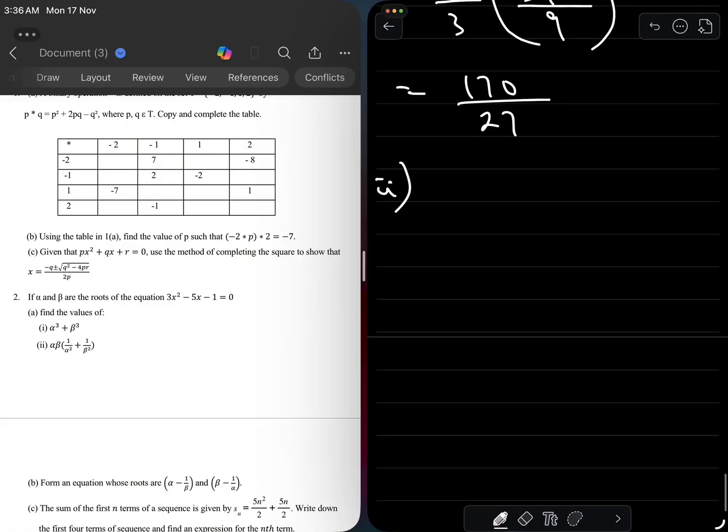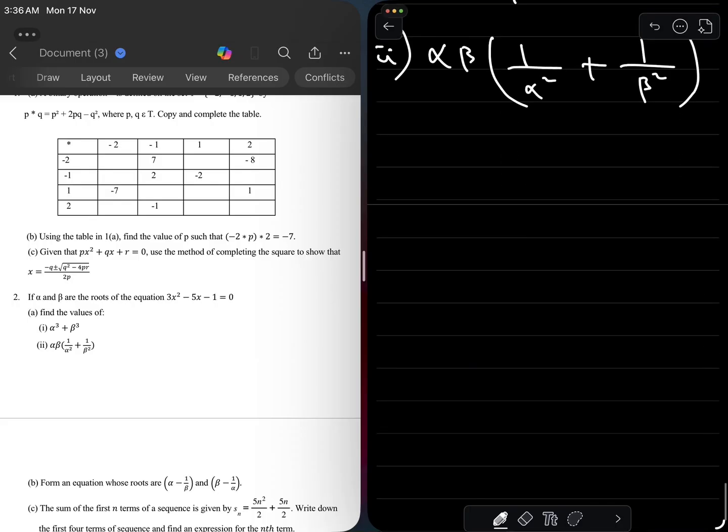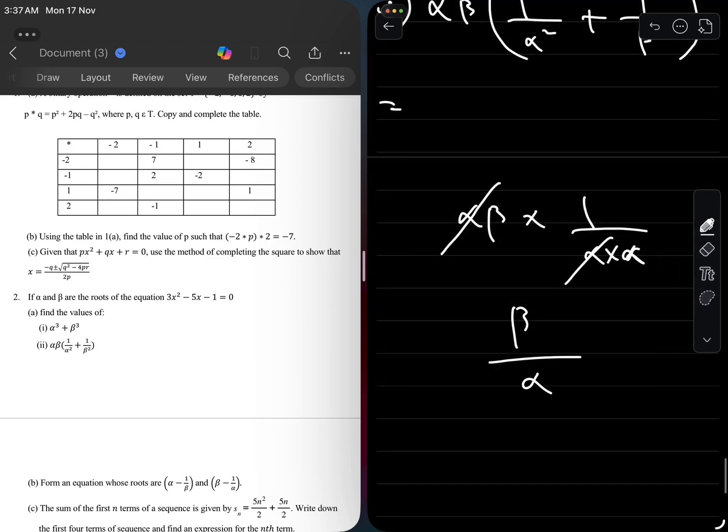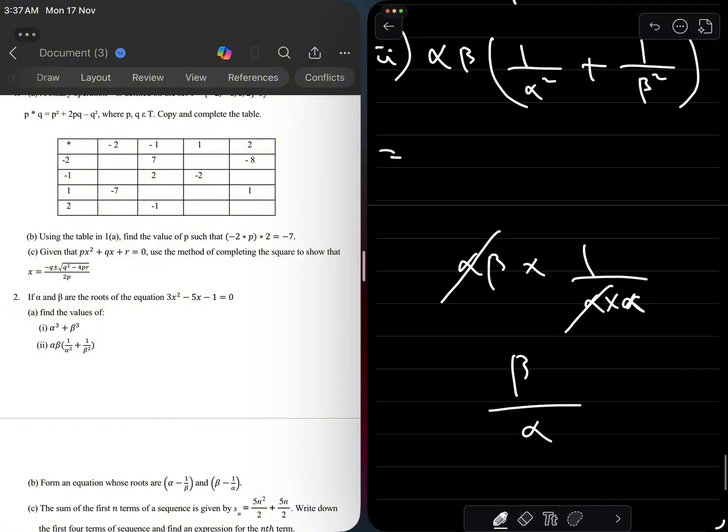Roman figure 2, alpha beta into bracket 1 over alpha squared plus 1 over beta squared. That will be equal to alpha beta. We can do it this way. Alpha beta times 1 over alpha squared. That simply means alpha beta times 1 over alpha times alpha. Alpha squared is alpha times alpha. This alpha cancels this alpha and we'll be left with beta over alpha. So that means beta over alpha.